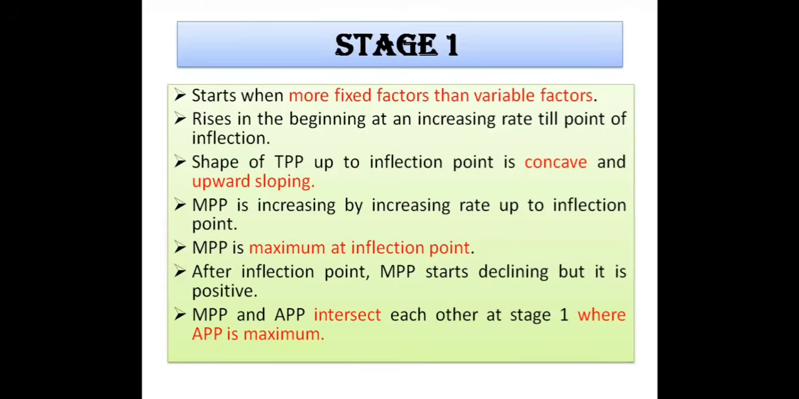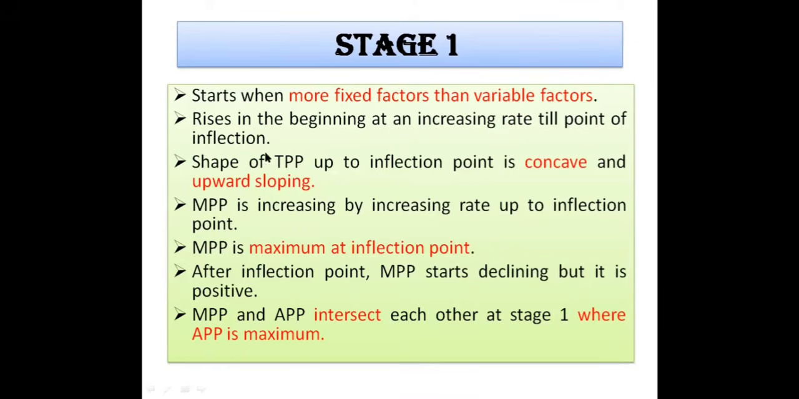See, stage 1, again we will repeat some things which we have already discussed. Stage 1 starts when there are more fixed factors than variable factors. I have told you in the table, fixed factors are greater than variable factors. So what happens, we'll see. In stage 1, the total product rises in the beginning at an increasing rate till the point of inflection.